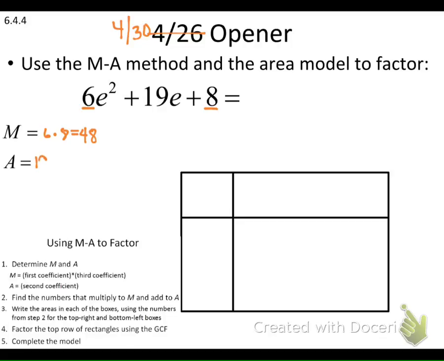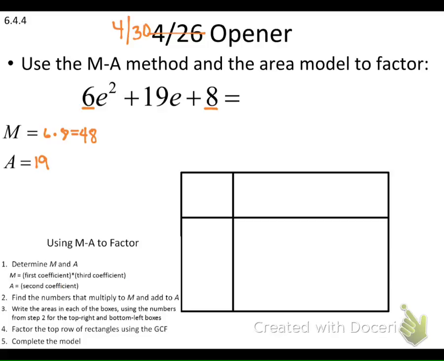Yeah, 19. Now, step 2, we have to determine what numbers can we multiply together to get the M, but then use those same 2 numbers and add them together to get the A. It's called the MA. So what 2 factors can we multiply together to get the M, and then add together to get the A?